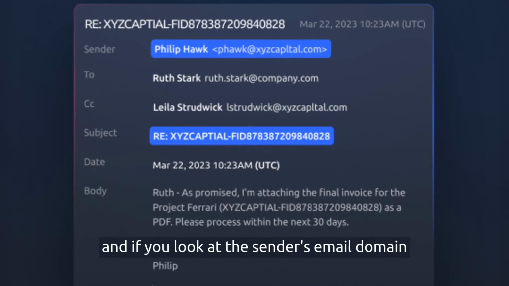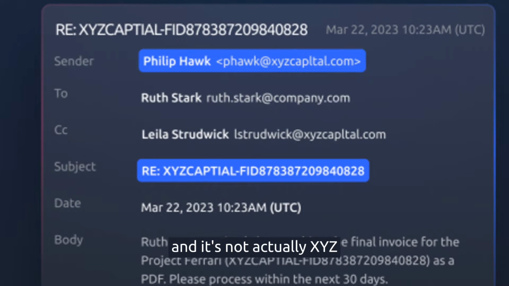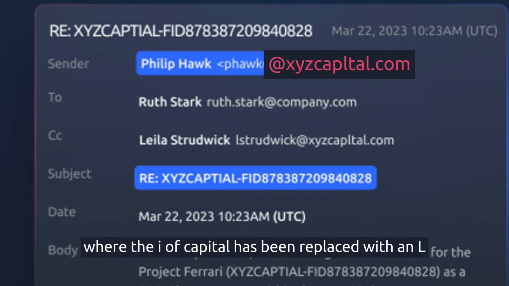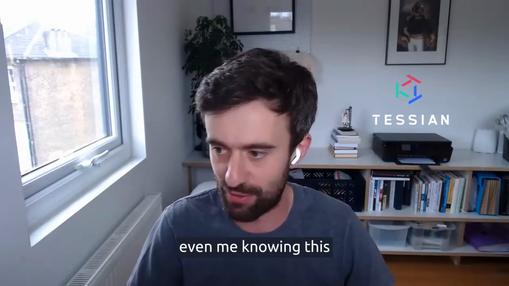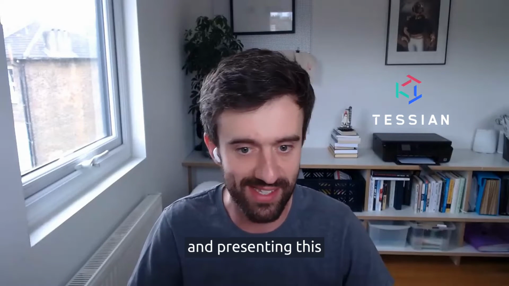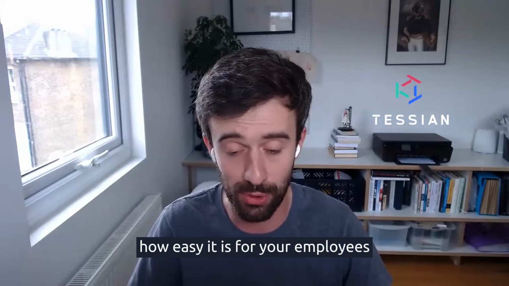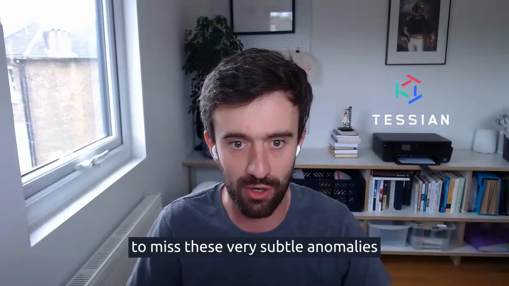And if you look at the sender's email domain, you can actually see that this is a domain lookalike. It's not actually XYZ Capital, it's XYZ Capital, where the I of capital has been replaced with an L. As you can see, it's not easy to spot. Even me knowing this and presenting this, it's hard for me to spot. So you can just imagine how easy it is for your employees who are busy and just trying to do their work to miss these very subtle anomalies.